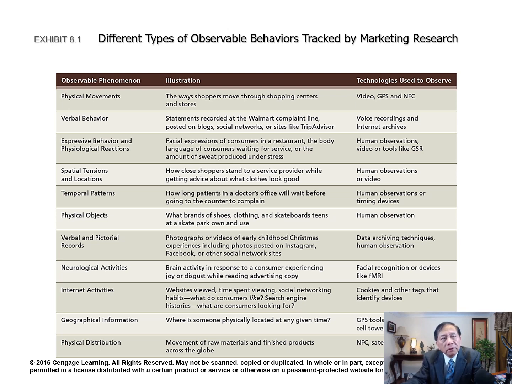Physical objects, human observation. Verbal and pictorial records, photographs or videos, using data archiving techniques and human observation. Neurological brain activities using facial recognition or devices like fMRI and MRI. Internet activities using cookies, geographic information using GPS, physical distribution using NFC, etc. This is a good summary of different observable phenomena and the technologies used to do the observation.